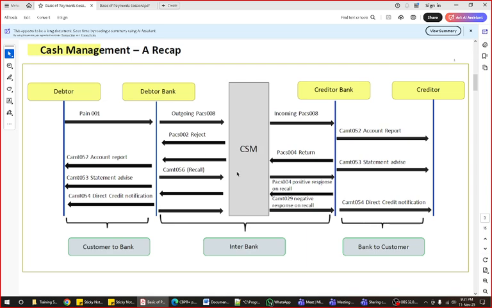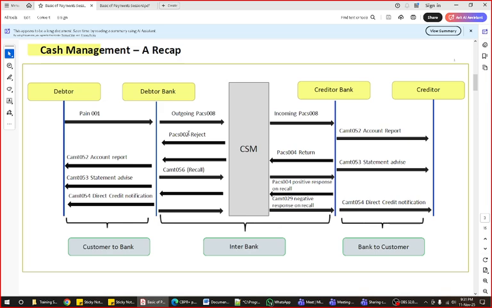In the next 20 minutes we are going to discuss this only, till the time you recognize everything here, because these messages we are going to study as a part of ISO 20022 in a coming session in a detailed manner. This is a debtor bank which is sending outgoing PACS 008. It will come to the CSM. CSM means clearing settlement and management system.